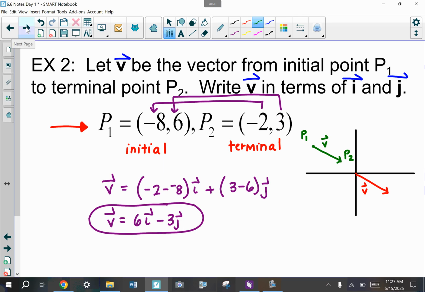Questions there? If I would have subtracted in the other order, isn't it true if I would have done -8 minus -2, I would have had a -6? And then 6 minus 3 would have been +3. So I would have had -6 plus 3. Recognize that -6 plus 3 is going back the opposite way. So it's going a different direction. Okay, so that's why it would not be equivalent. Questions on that? Okay.